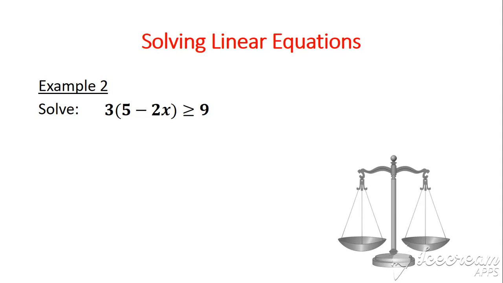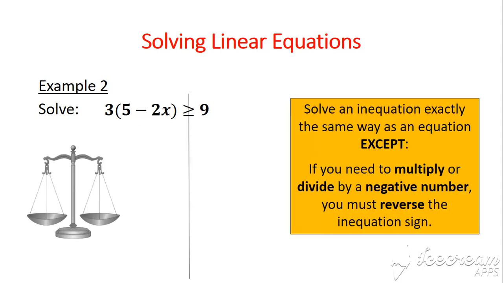All right, example 2. We're going to solve this. 3 bracket 5 minus 2x bracket is greater than or equal to the number 9. Right, let's get started. Whatever we do to one side, we do to the other. So we're going to first of all expand out the left-hand brackets. 3 times 5 is 15, and 3 times negative 2x is negative 6x.